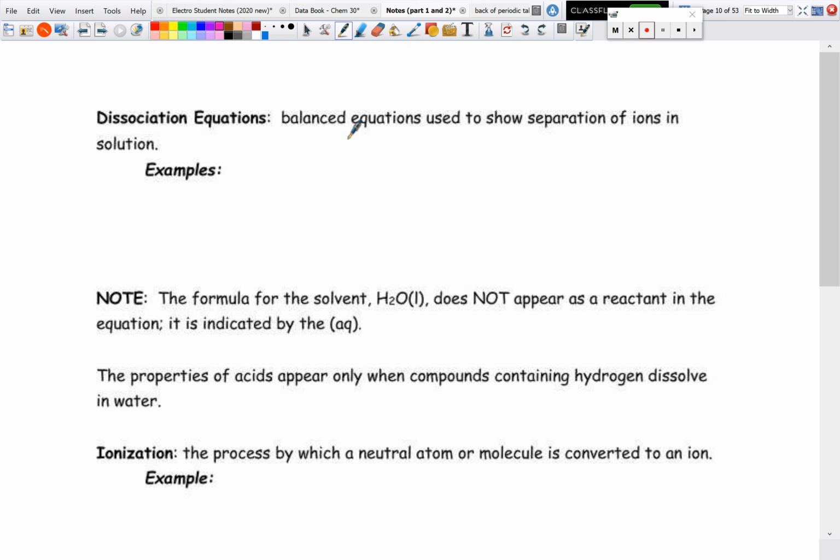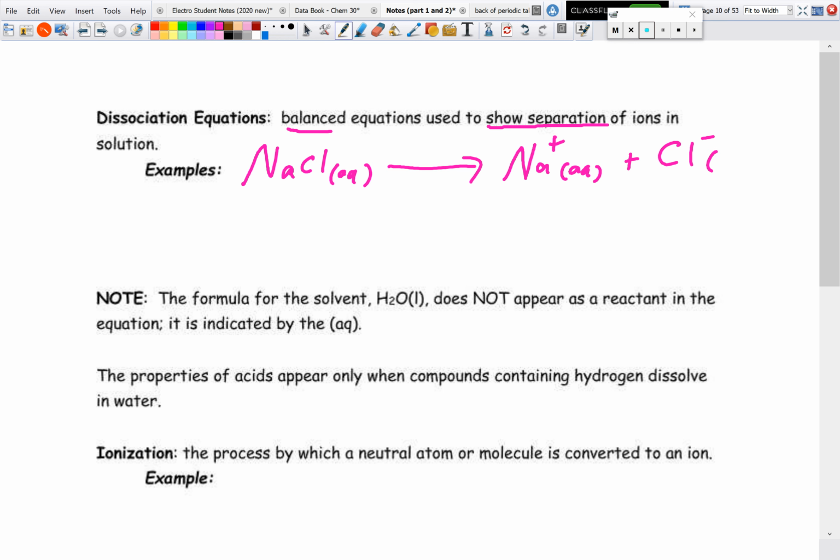Dissociation equations are balanced equations to show the separation of ions in a solution. For example, you need to start with something that is soluble, like our example, NaCl. When we put this in water, it's going to break apart into the sodium ion and the chloride ion, just like that. We'll notice that this equation is balanced because we have one sodium and one chlorine on each side.